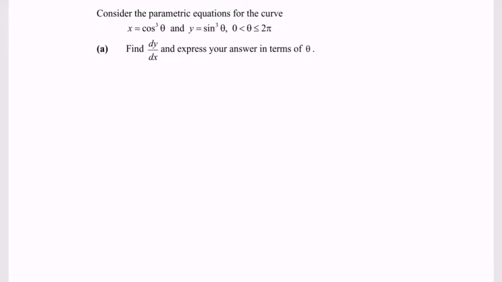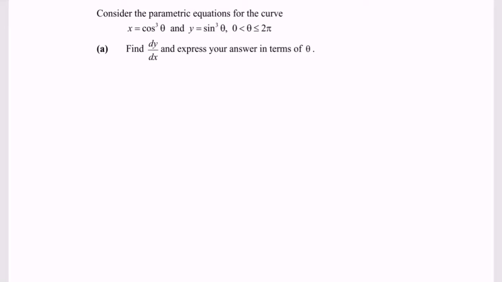Hello everyone, here we have the example for the topic differentiation. Consider the parametric equation for the curve where x is equal to cos cubed theta and y is equal to sine cubed theta, where the range is between 0 and 2 pi. Find the first derivative and express your answer in terms of theta.